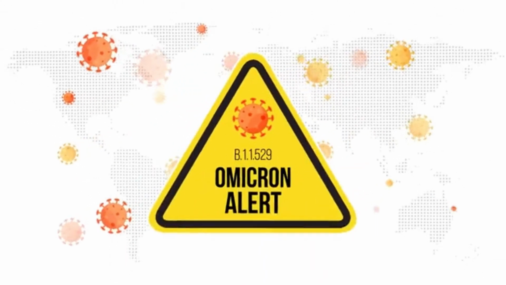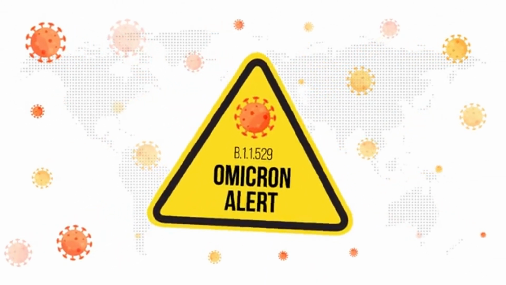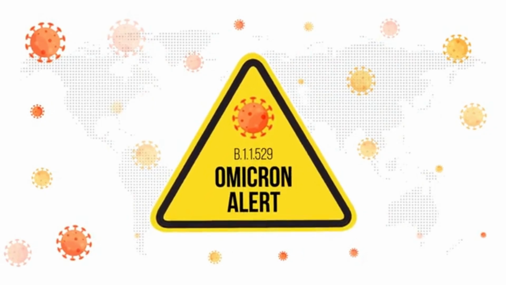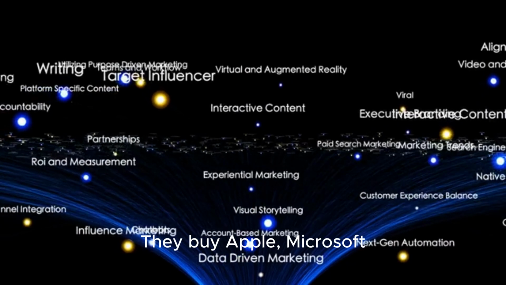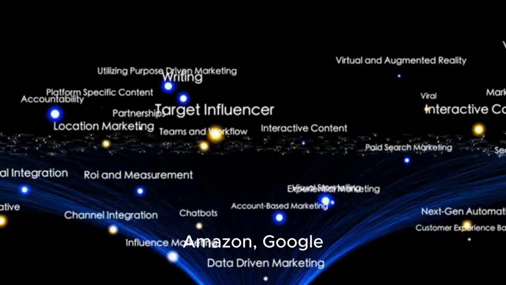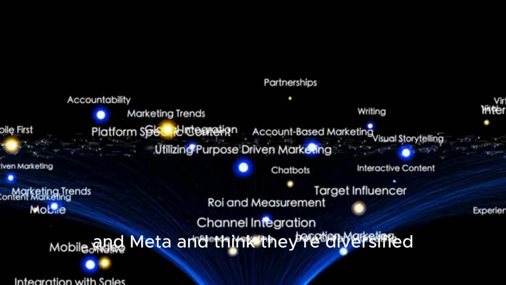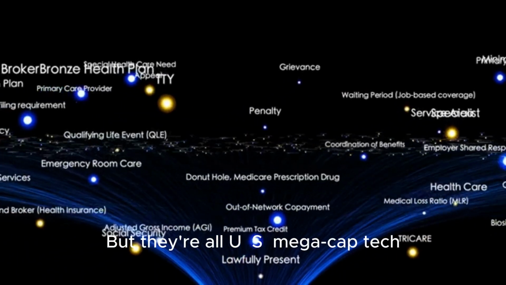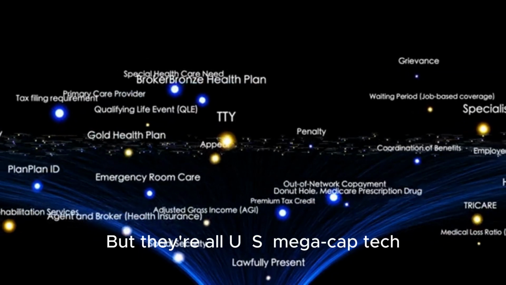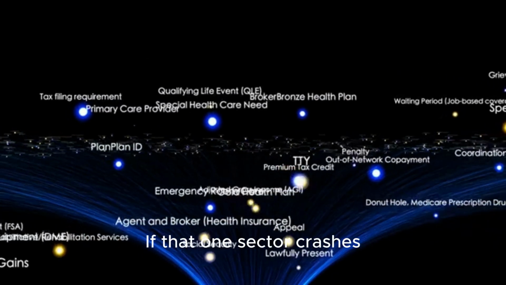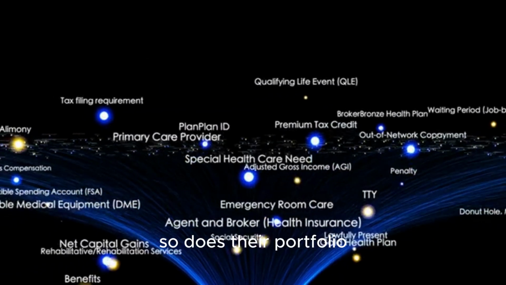Now for step 2, spread your stock exposure. This is where most people mess up. They buy Apple, Microsoft, Amazon, Google, and Meta and think they're diversified. But they're all US mega cap tech. If that one sector crashes, so does their portfolio.